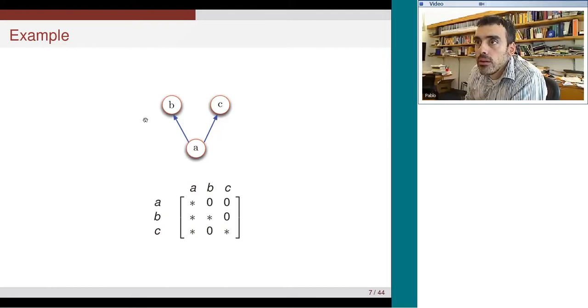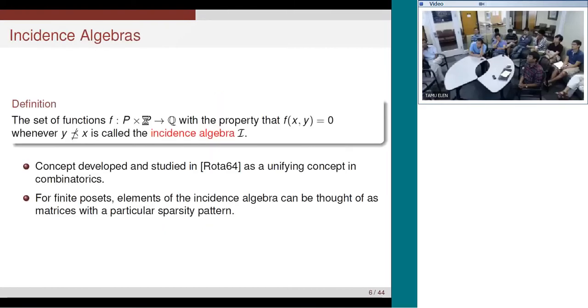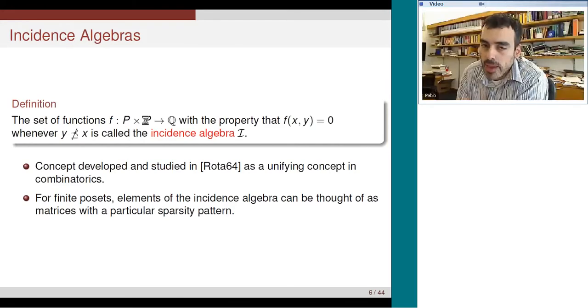Could you go back to the last slide? So here is a set of functions. You're not talking about a single function. You said the whole set, all set of functions. Yeah, it's a whole set of functions. Yes. Okay. So if you want to think about the whole set of matrices that have zeros at certain places.